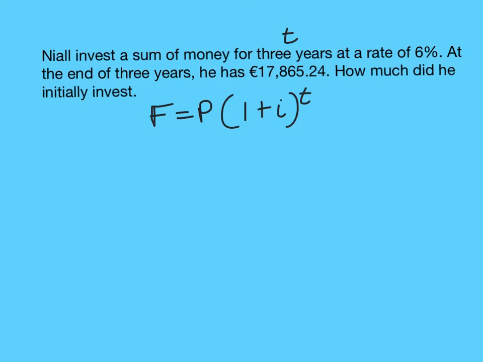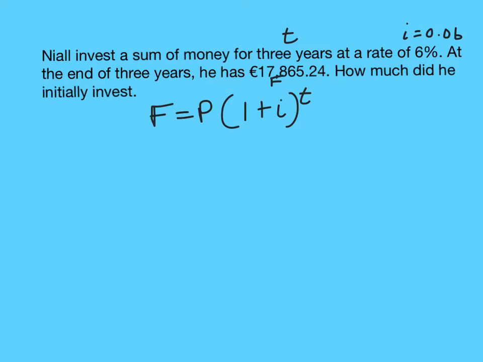So an interest rate of 6%, so we know I is equal to 0.06. At the end of 3 years, he has 17,865.24. So that's actually my F. Now they've given me my F, but they actually haven't given me my P. How much did he initially invest?